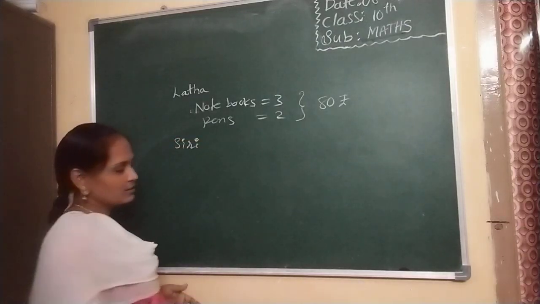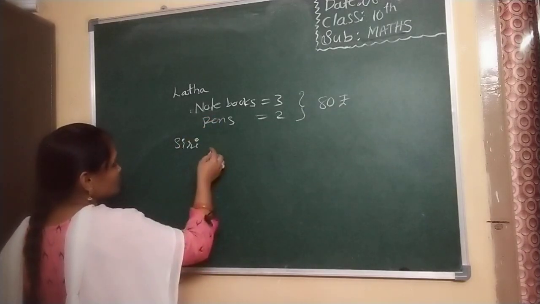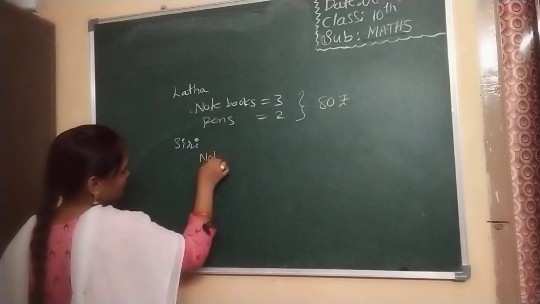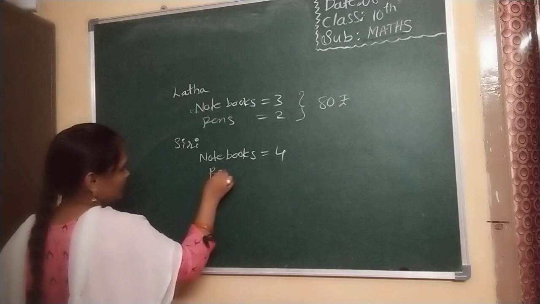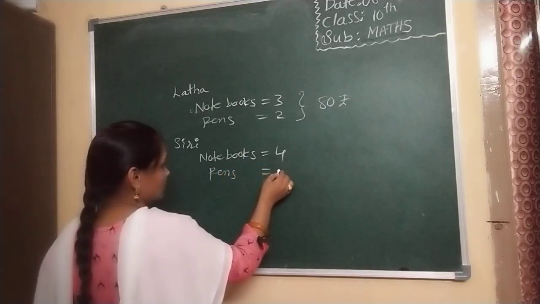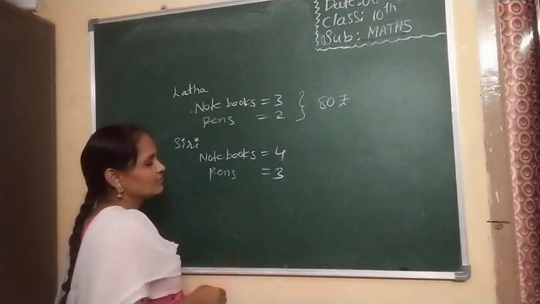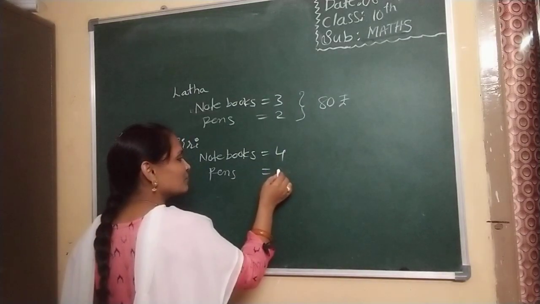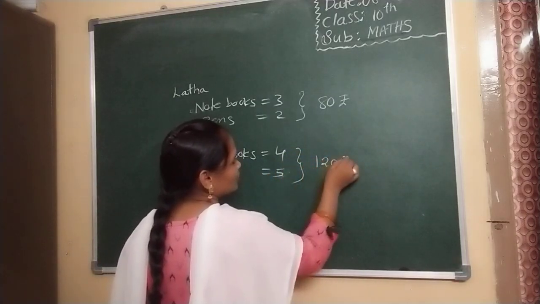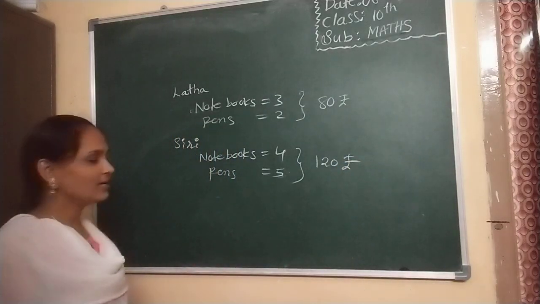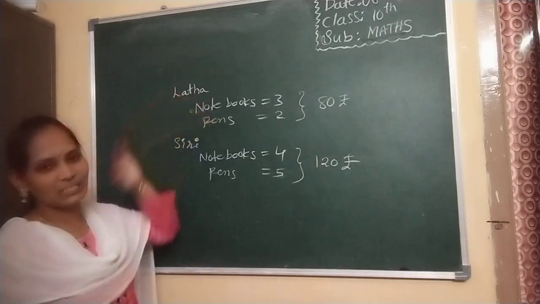Now Siri is one more parent. For her children, she bought 4 notebooks, suppose. Pens, she bought 2, okay, 3. So the same number is repeated. So here 5 pens, for a cost of, suppose, 120 rupees. Now how can we write this in the form of an expression?